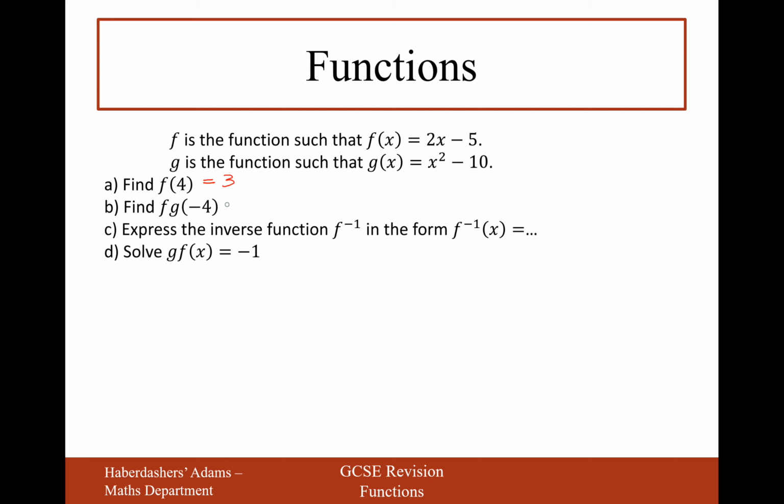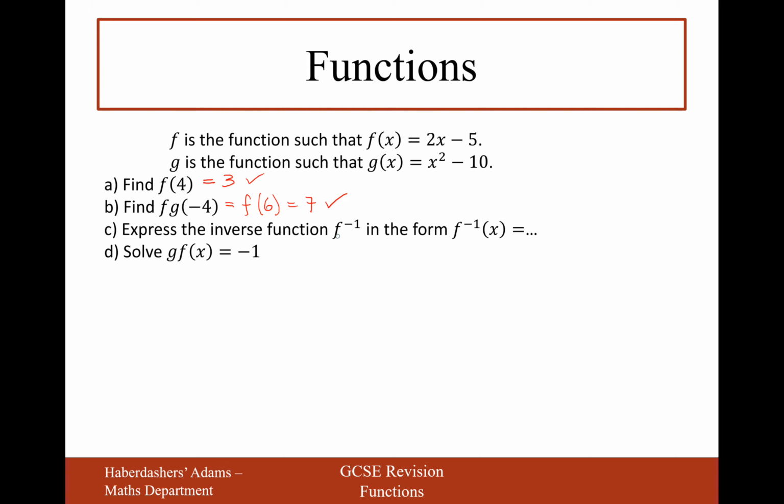Find fg of minus 4, so that means take the number minus 4 and plug it into the g function first. G is the nearest letter to the number minus 4, so minus 4 gets put into g first. When you square minus 4, you get 16. 16 take away 10 is 6. Hopefully you didn't make a mistake on the double negative there. And then put 6 into the f function, that would be 12 minus 5, that's 7. So 7's the answer there.